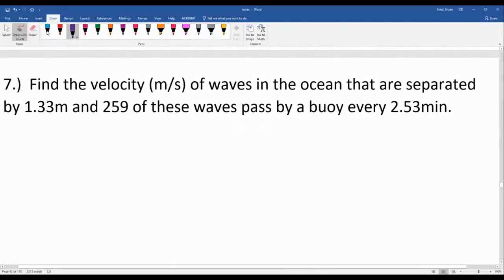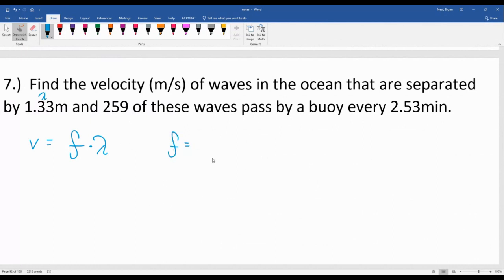All right, so on question 7 here, initially we want to try to do the same thing. It says find the velocity of the waves. So the only thing we know about waves and velocity right now is that it's frequency multiplied by lambda for wavelength. Lambda is given to us, but we don't have the frequency this time.